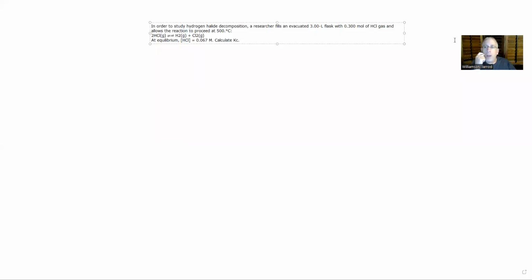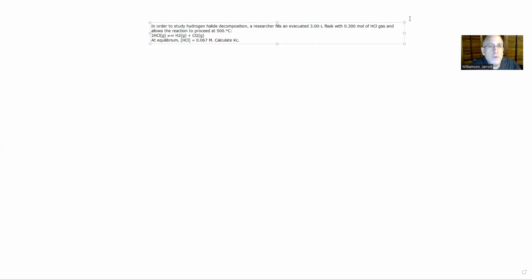Okay, here's an equilibrium problem. In order to study hydrogen halide decomposition, a researcher fills an evacuated 3-liter flask with 0.3 moles of HCl gas, allows it to reach equilibrium at 500 degrees Celsius, and gets 2 HCl in equilibrium with H2 and Cl2 gas. At equilibrium, the researcher measures the concentration of HCl to be 0.067 molarity. Calculate the equilibrium constant in terms of concentration.